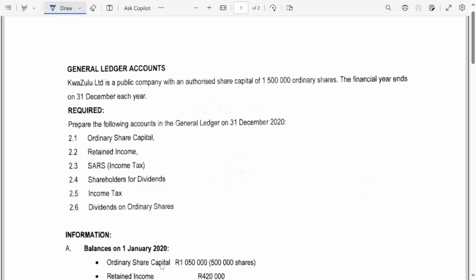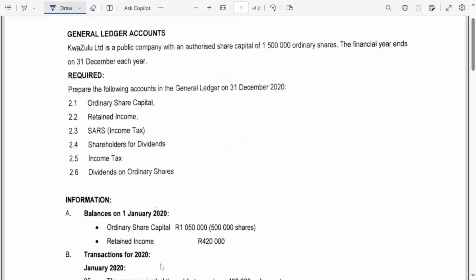Good day. Today I want us to focus on the general ledger accounts. But let's read. KwaZulu-Natal Ltd is a public company with the authorized share capital of 1,500,000 shares. The financial year ends on 31 December each year. Required: prepare the following accounts in the general ledger on 31 December 2020.